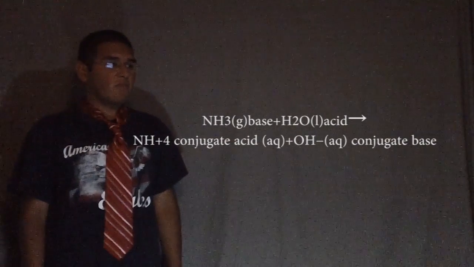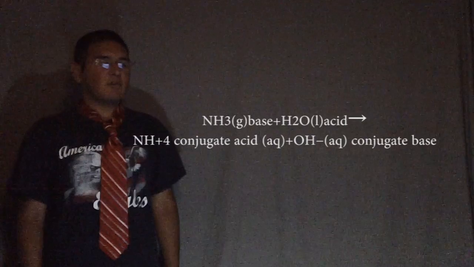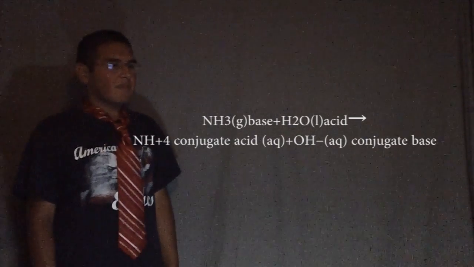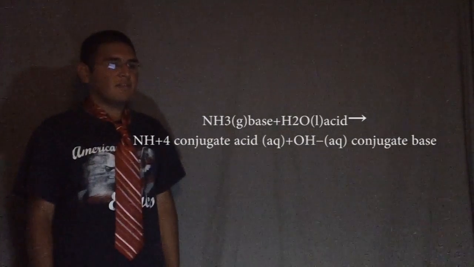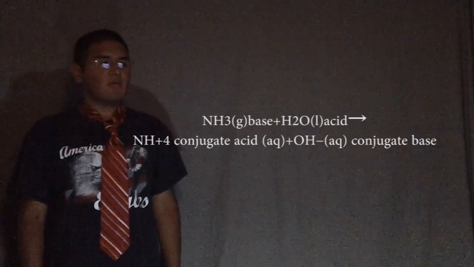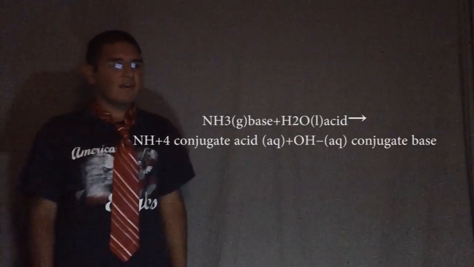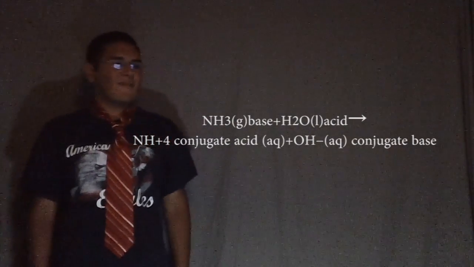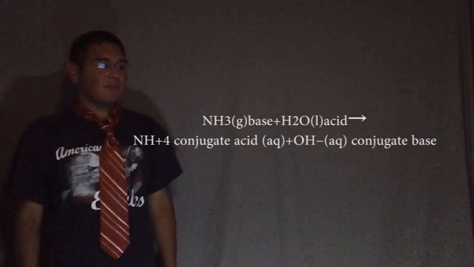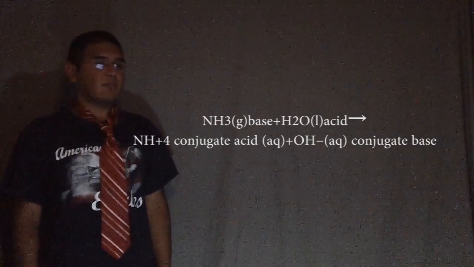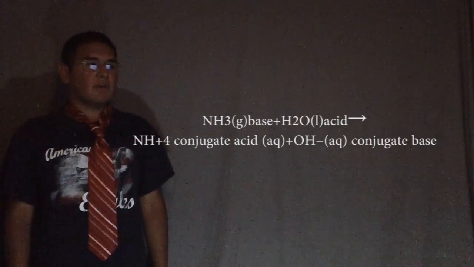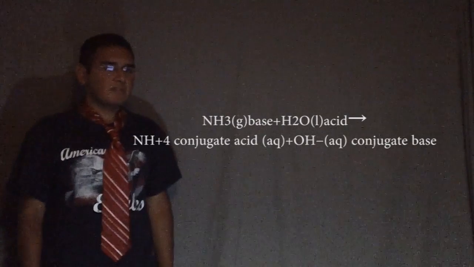The conjugate base of an acid is formed when the acid donates a proton. In the equation, OH negative is the conjugate base to the acid H2O because H2O donates a hydrogen ion to form OH negative, the conjugate base. Note, the stronger the acid or base, the weaker the conjugate. The weaker the acid or base, the stronger the conjugate.